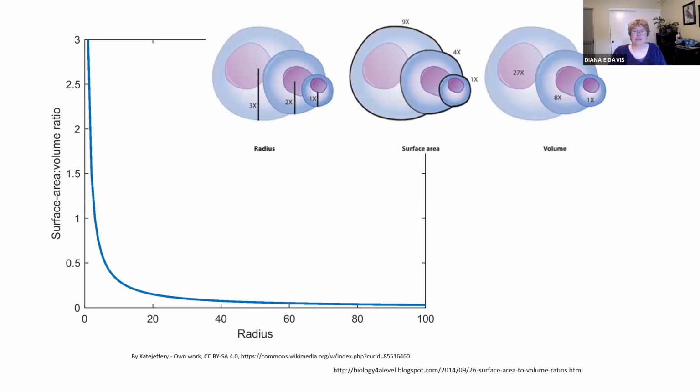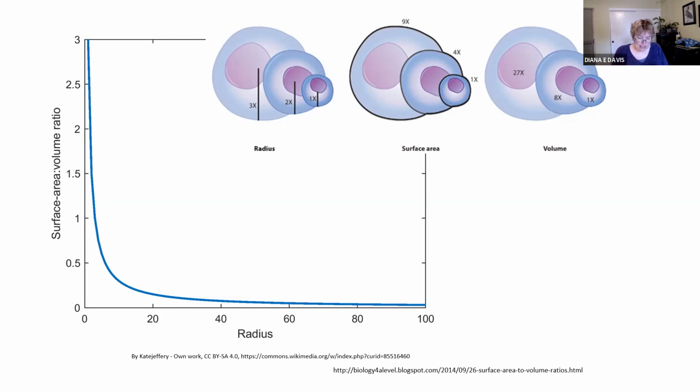Now, the first thing I want to talk about is cell size. And so this image is going to talk about cell size. Most cells are microscopic. There seems to be a limit to the maximum size a cell can be. So eggs and a few other types of cells can be seen with the naked eye. They're still very, very small, but they can be seen with the naked eye.